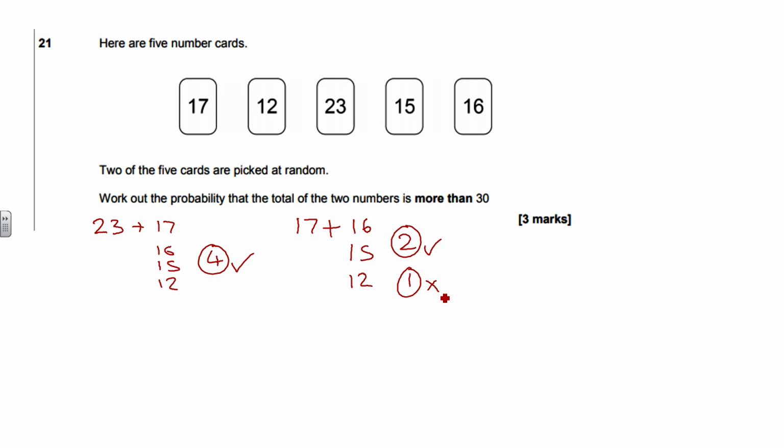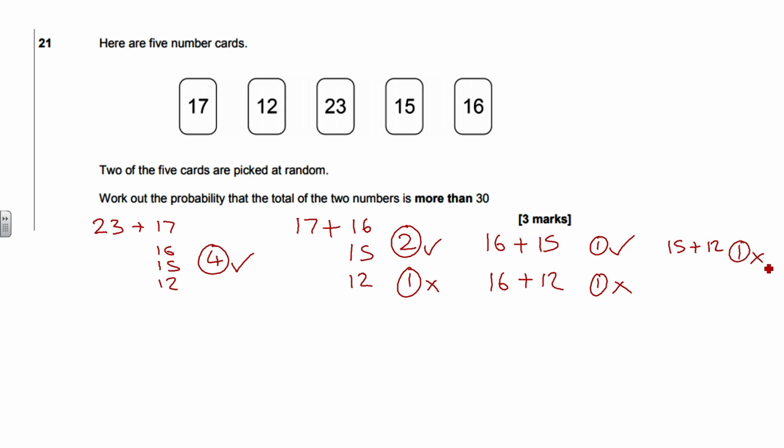So next I'm going to move on to 16. What could I combine the 16 with? Well, I could combine the 16 with the 15 or the 16 with the 12. And that would give me 16 and 15 is 31, so that's 1 that is correct. 16 and 12 would be 28, so that's 1 that's incorrect. So I've got 4, 5, 6, 7, 8, 9. And finally, I just need to consider the 15 with the 12, which is obviously too small. There's another one that doesn't work.